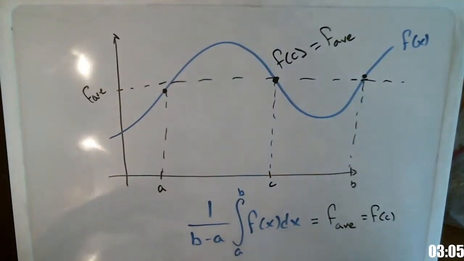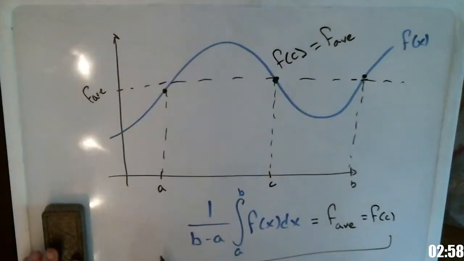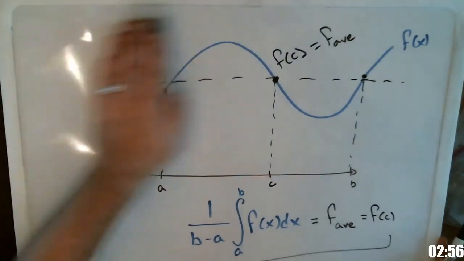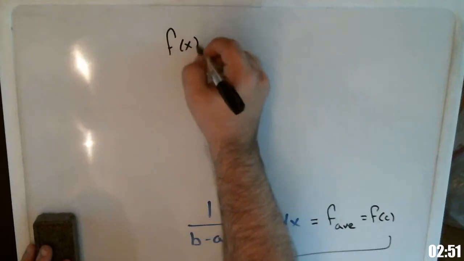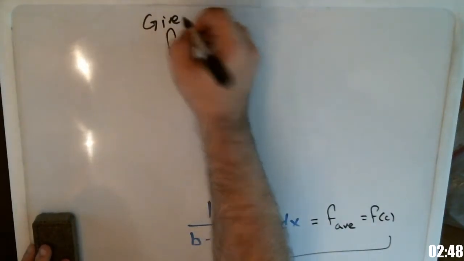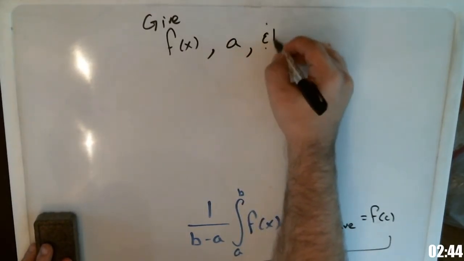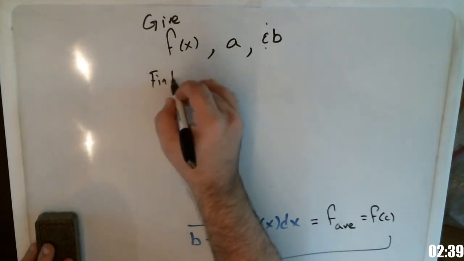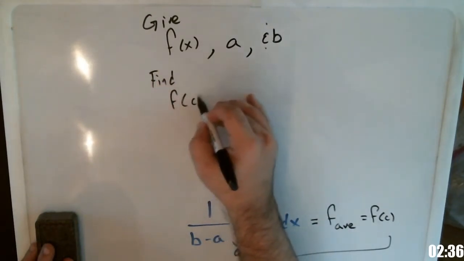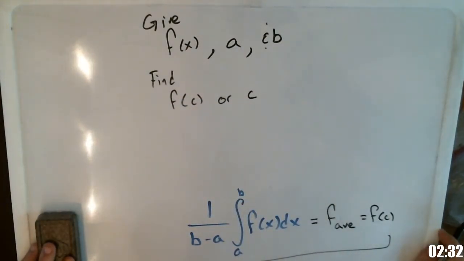Now, this is a rather straightforward assertion, it's rather provable, but the question that a lot of you have is, well, how would I use this in a setting? Well, here's what the problem would give you. It would give you f of x, a, and b. And then what we're tasked to find is f of c, or better yet, the actual point c where the average occurs.